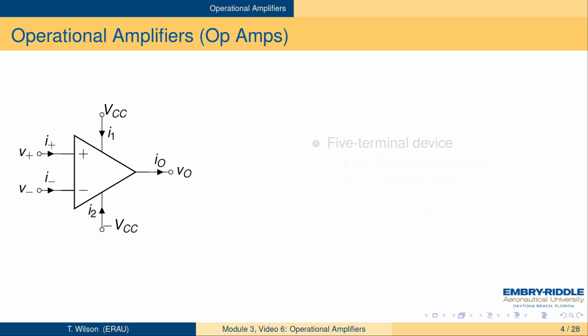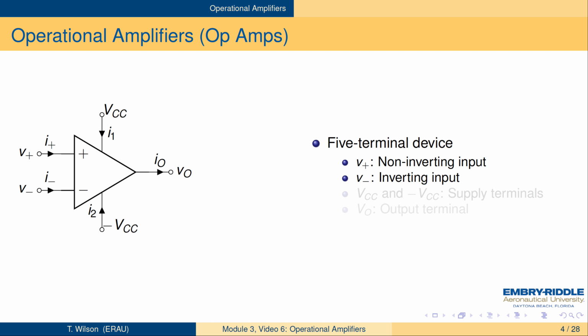So op amps, what are these things? These are 5-terminal devices. There are two inputs: the non-inverting input, with a plus sign at the terminal, designated V+, and the inverting input, with a minus sign at the terminal, designated V-. There are associated currents I+ and I- that go with those.